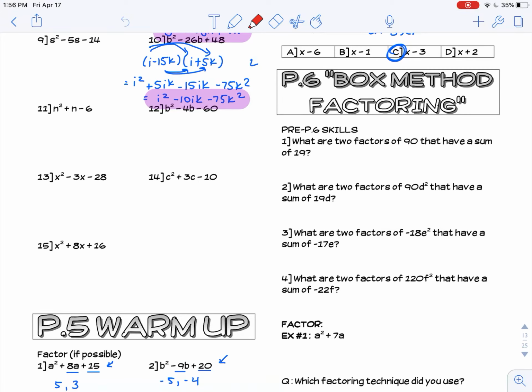Alright, good morning. Today we are going to look at section P6, box method factoring. Before we get into everything in this new section, let's go over everything prior to P6. Try questions 1 through 4. Go ahead, pause the video. I'll be back in 5 seconds. Try those questions, and then we'll look at them.